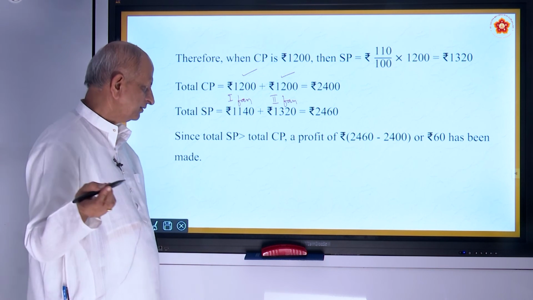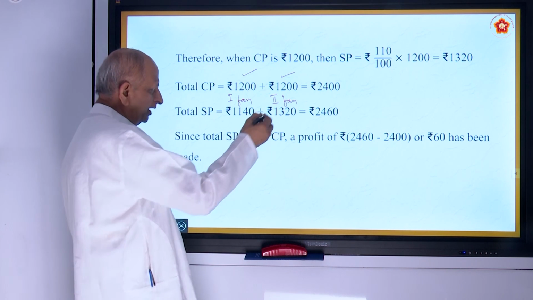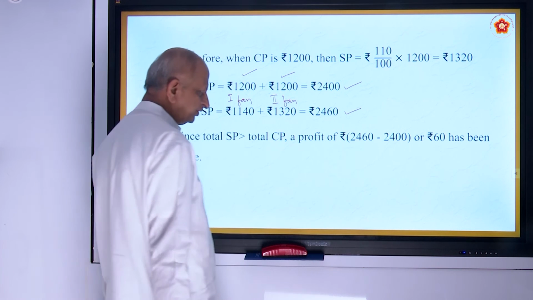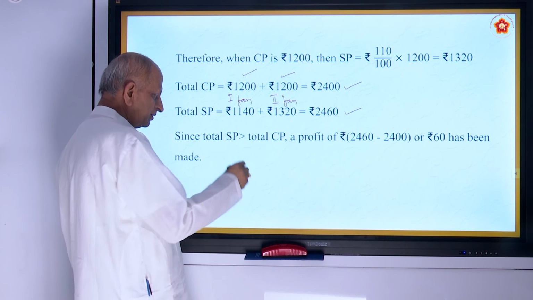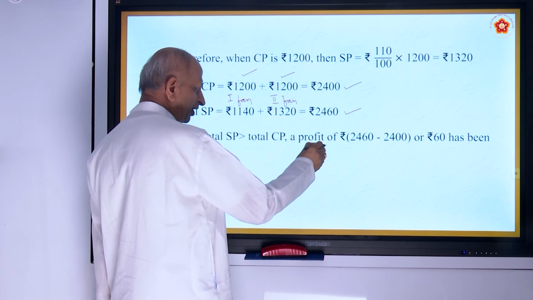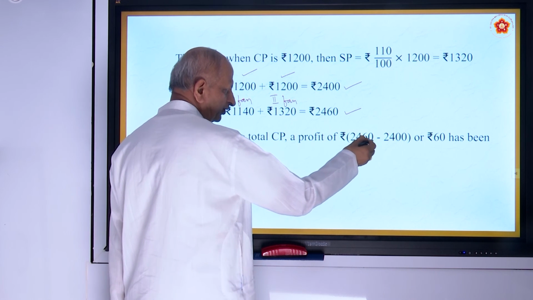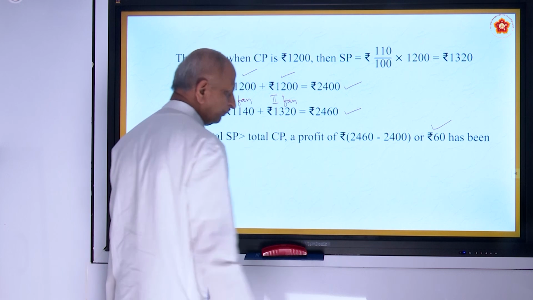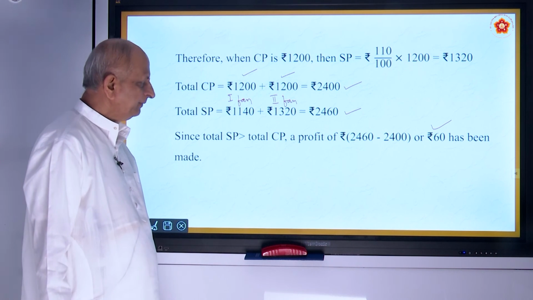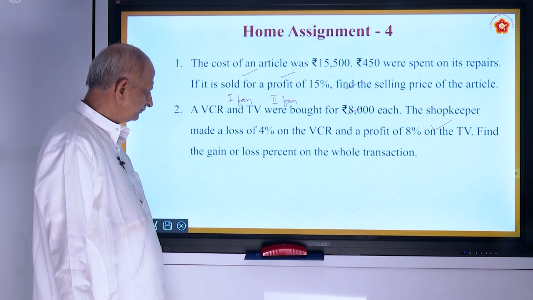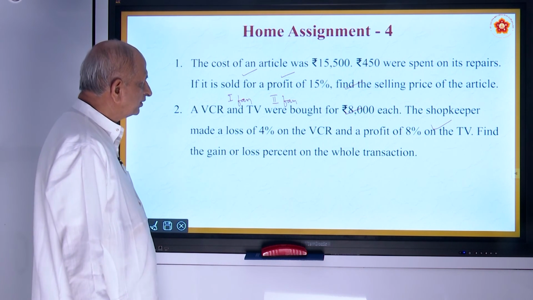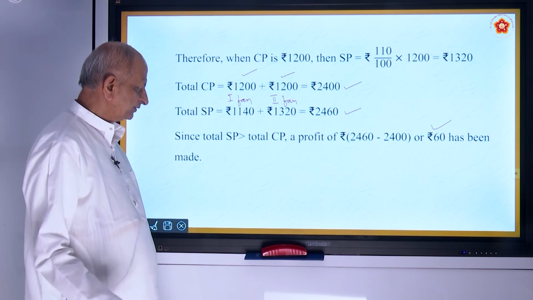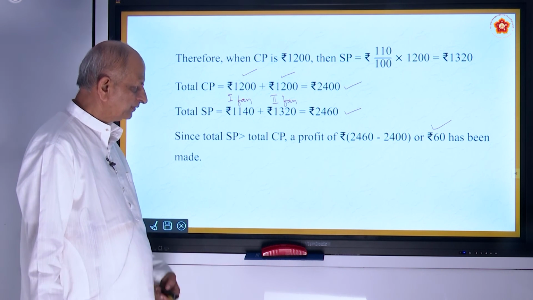Now what are they asking, is it loss or profit? So cost price is 2400, sold at 2460. Is it profit or not? So profit of how much? 2460 minus 2400. So profit of 60 rupees has been made. Correct? That's all they ask. So profit of 60 rupees.